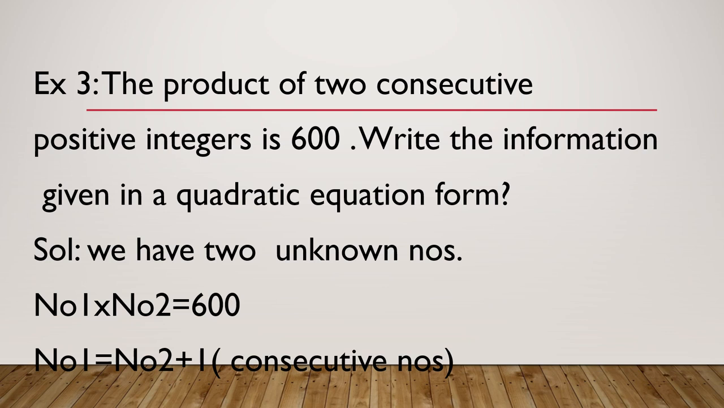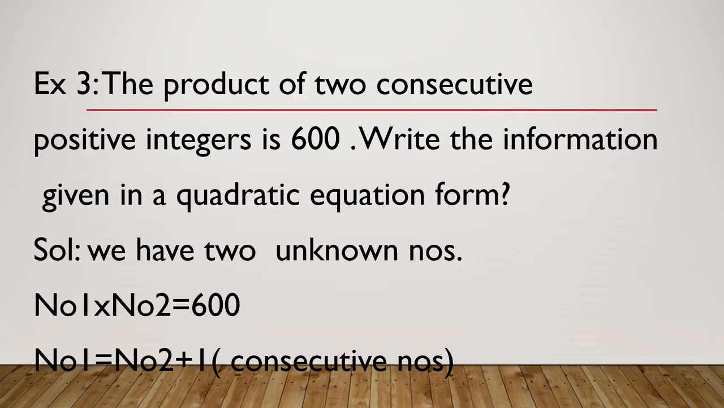Now let us see an example. The product of two consecutive positive integers is 600. Write the information given in a quadratic form. So here we have two unknown numbers. So number 1 and number 2, and their product is 600. And it is also given that the two numbers are consecutive positive integers.